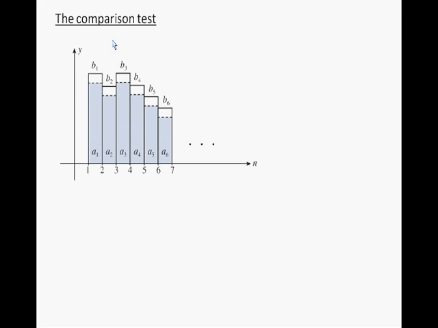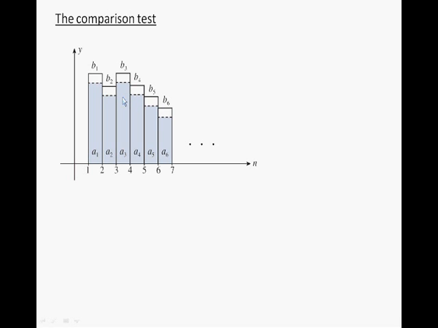We're now going to look at another test for determining the convergence or divergence of a series, and this test is called the comparison test. And we can understand this test with the following graph. So what we see is that we've got two series. The first series is the one with a terms, and the second one is the series with b terms. And what we see is that the b terms are always greater than the a terms.